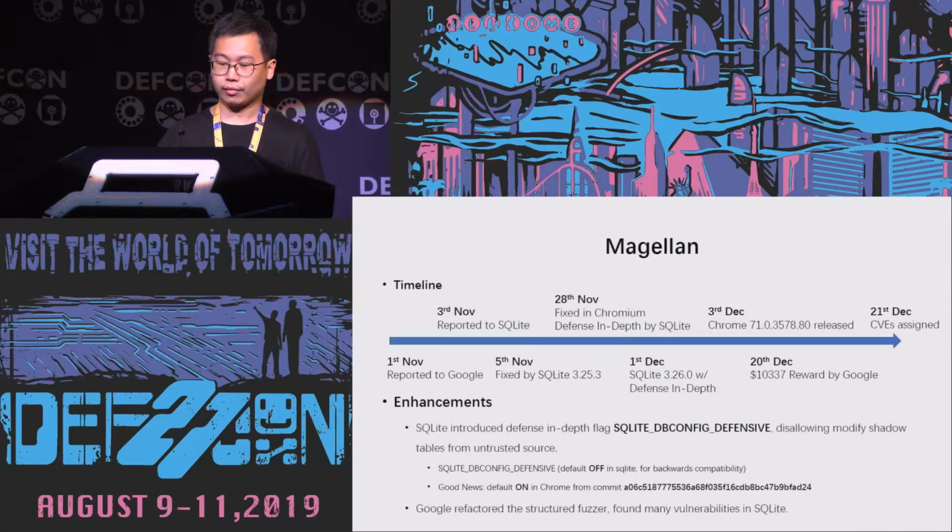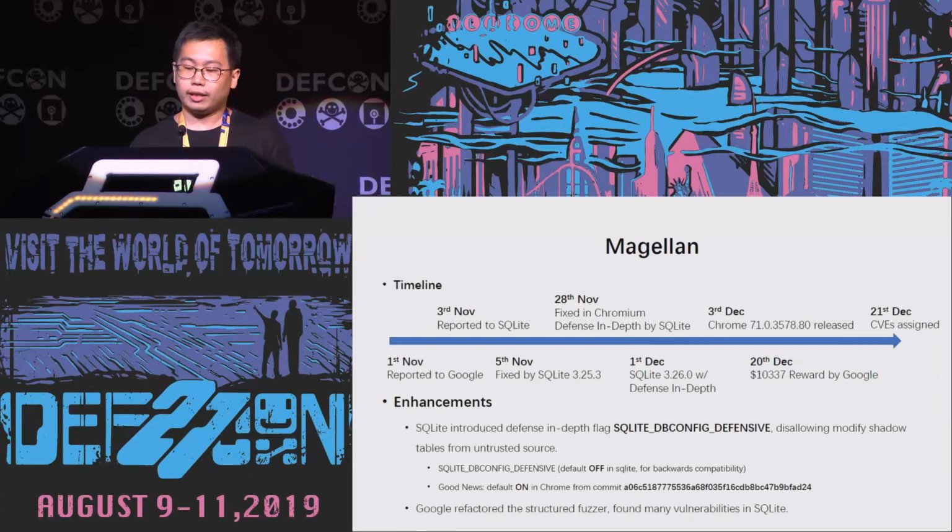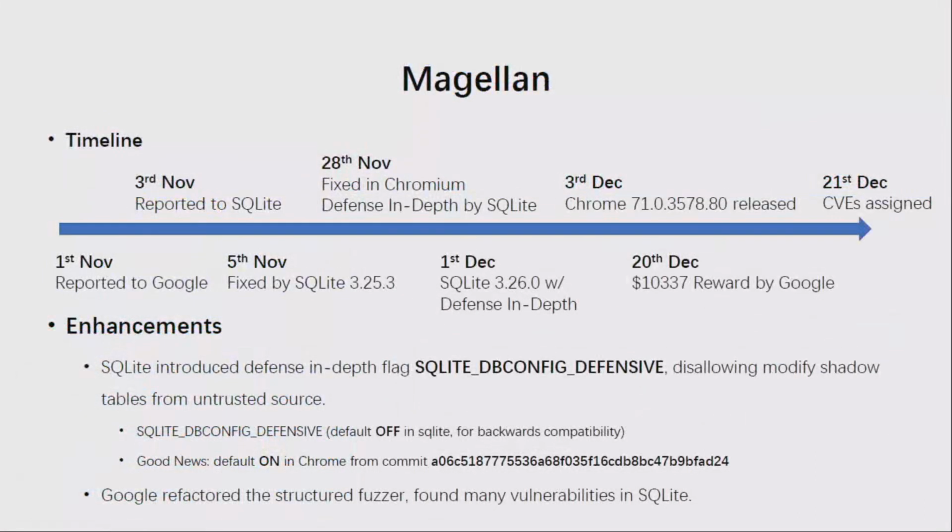Conclusion. Here is the timeline of Magellan. We reported it in November and it was quickly fixed by SQLite and Curl. In December, Google decided to give us a total of 10,000 in rewards for the batch of vulnerabilities, and they have made enhancements. There is a defense-in-depth flag, which disallows modifying shadow tables from untrusted sources.